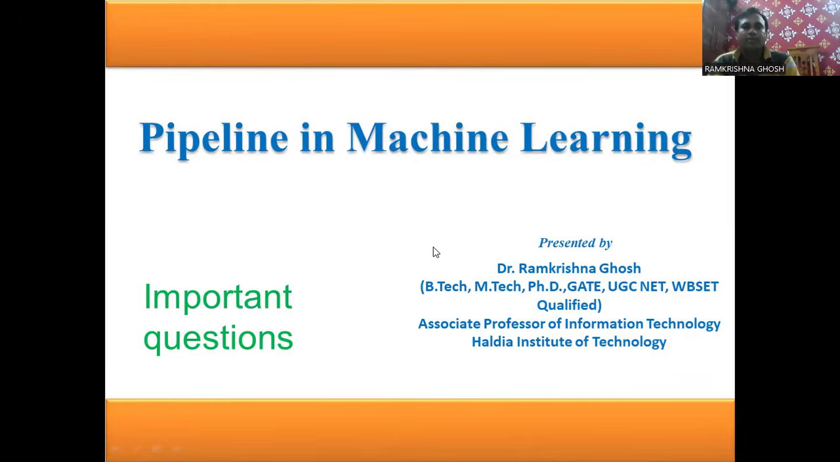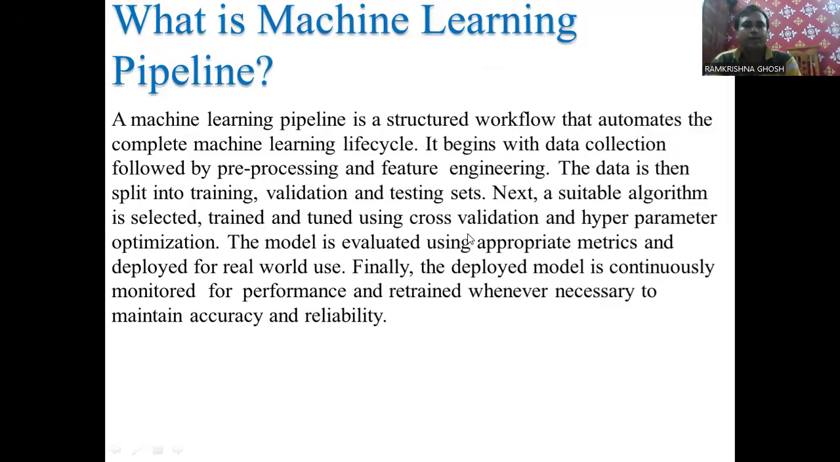Today, our discussion is pipeline in machine learning. Machine learning pipeline. What is machine learning pipeline? Machine learning pipeline is a structured workflow that automates the complete machine learning lifecycle. It begins with data collection, followed by pre-processing and feature engineering.